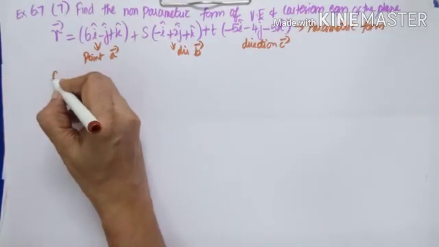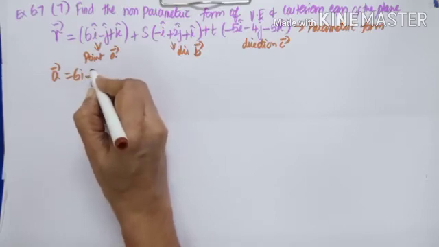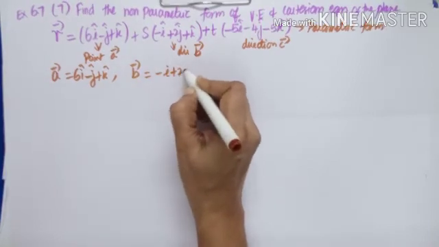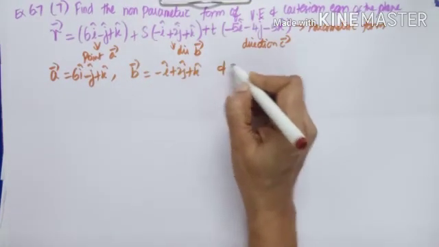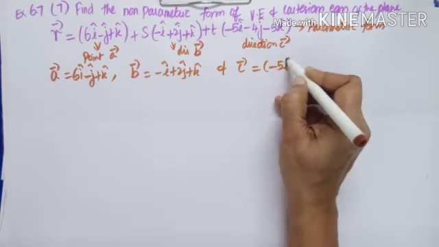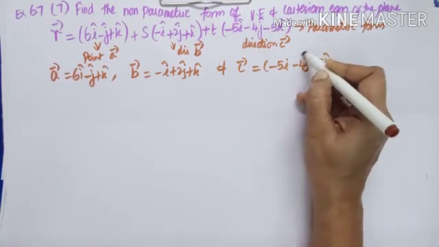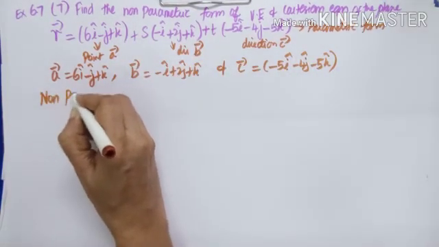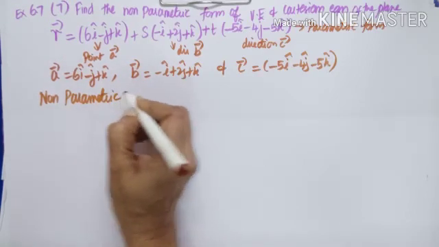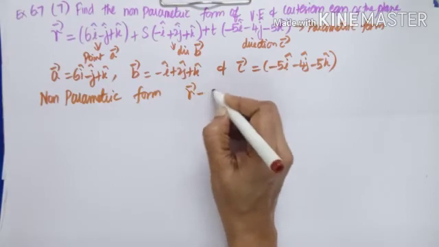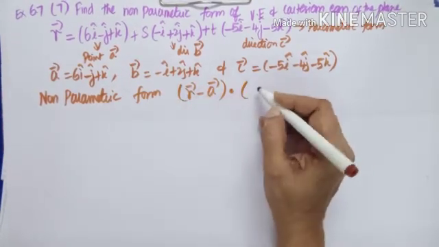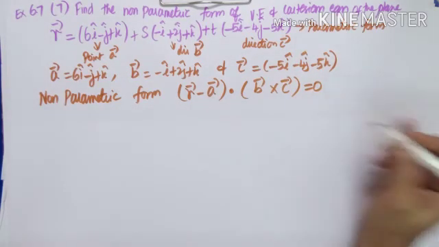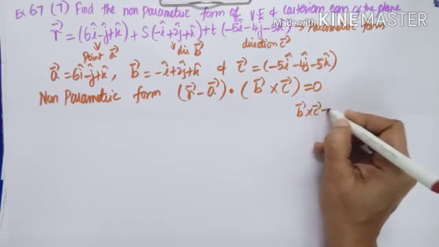So let us write down A vector equals 6i minus j plus k. B vector equals minus i plus 2j plus k. And C vector equals minus 5i minus 4j minus 5k. How do you find out the non-parametric form? So non-parametric form, we write dot and cross. R minus A dot B vector cross C vector equal to 0. I need to find out what is B cross C.